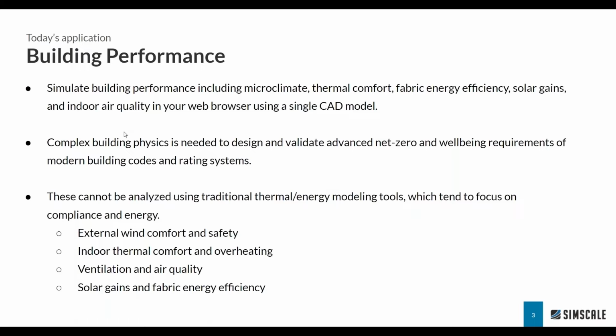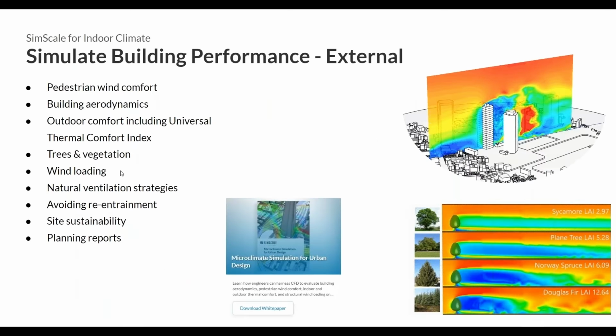Now, we need this complex building physics. We need to capture it to design more and more advanced buildings that can help us meet our strict targets towards net zero. And the kind of things you can do very quickly and get started include external wind comfort and safety, thermal comfort and overheating, ventilation and air quality, and solar gains and fabric energy efficiency.